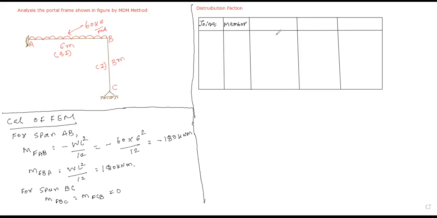Then after that, stiffness for a particular member, stiffness Ki. Yes or no? This is your Ki. Then after, sigma K. Yes or no? And then after, distribution factor, that is nothing but Ki divided by sigma K. Is it clear to all of you?